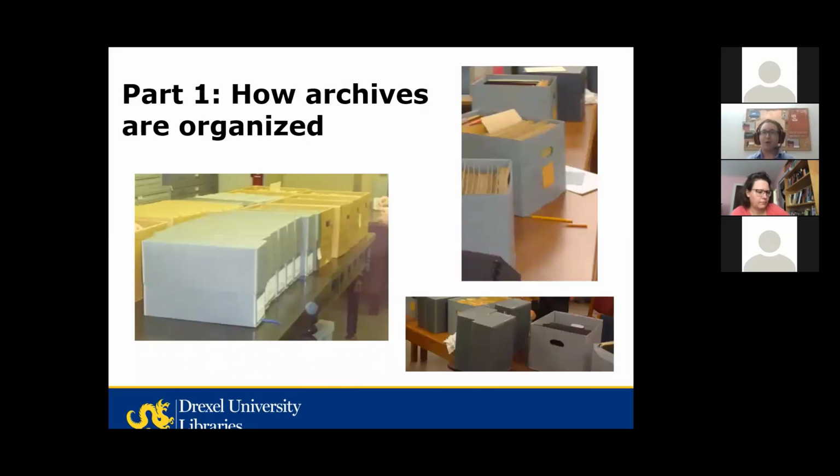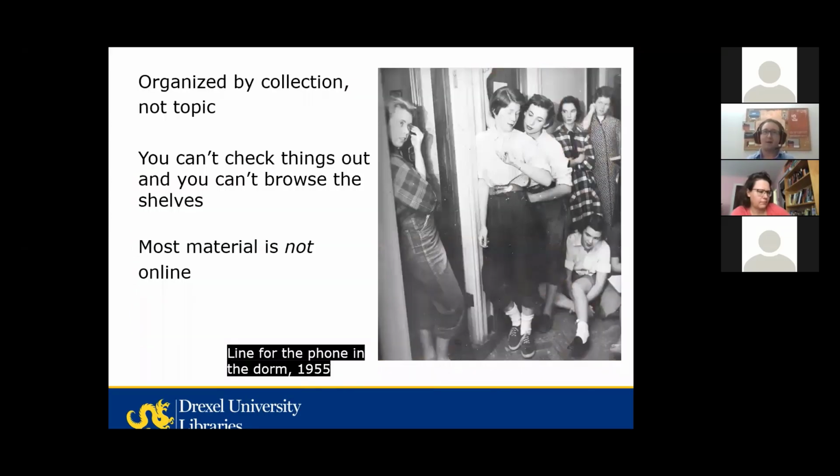So part one, how archives are organized. Archives are organized pretty differently from libraries. Libraries have books. There are multiple copies of the books. In libraries, the books are cataloged and organized physically by topic, whereas archives have almost entirely unique primary sources that are organized in collections. And I'll get into collections in the archival sense a bit later on.